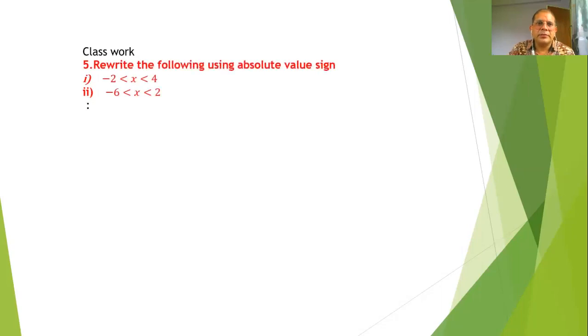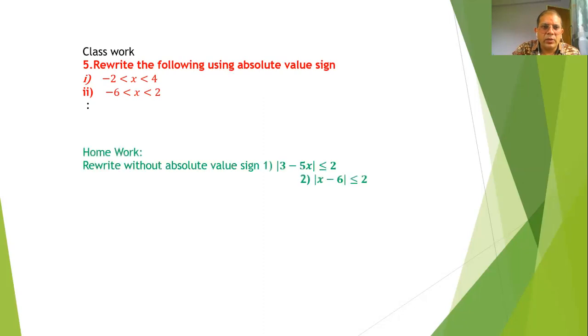After this, your classwork, you can write on this. It is question number 5. Rewrite the following using absolute value sign. This one, first and second. And another, your homework is rewrite without absolute value sign, these two. These are important questions. These questions came in your board examination. So you should do these questions. So these are your classwork and homework.